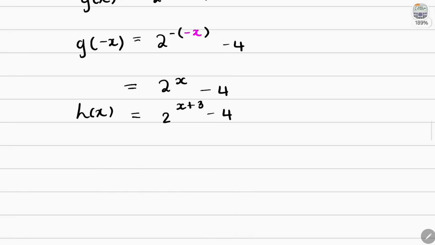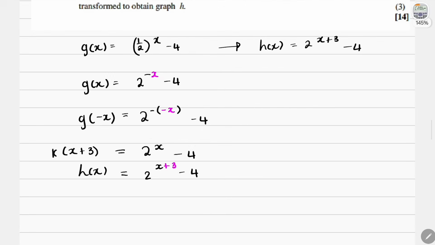So now we just need to speak about everything we did. We said minus x first, so multiply the x by negative 1, and then we added a 3 to the x. I'm just going to leave this here for explanation's sake. Now look at what this means.